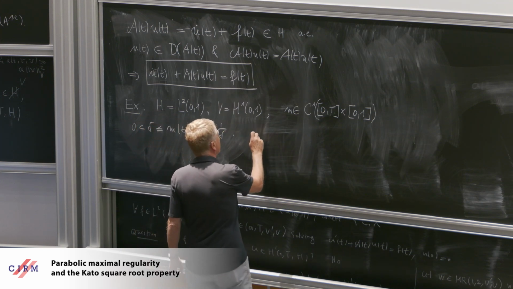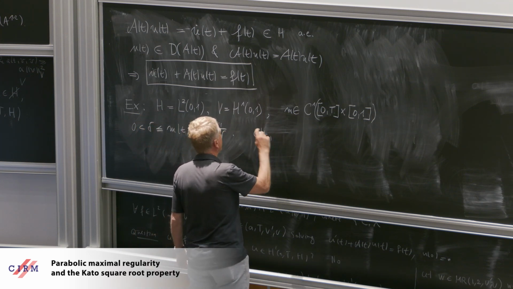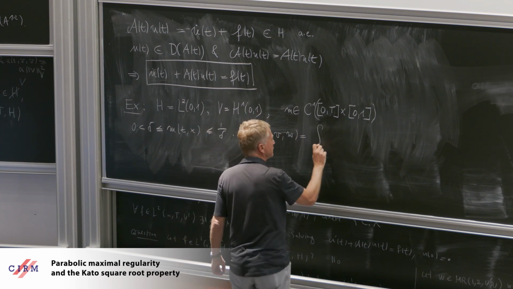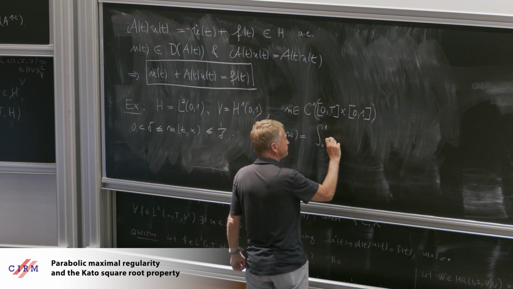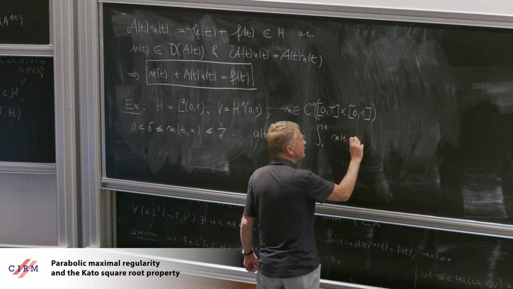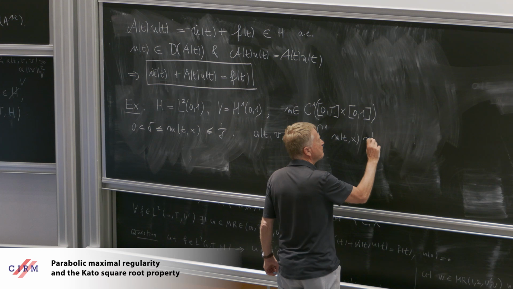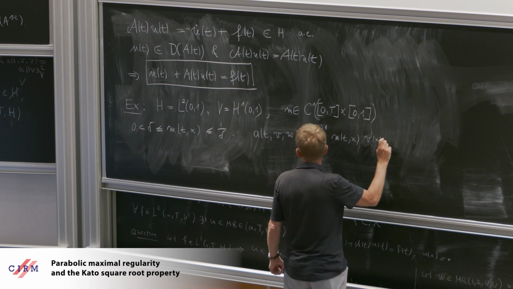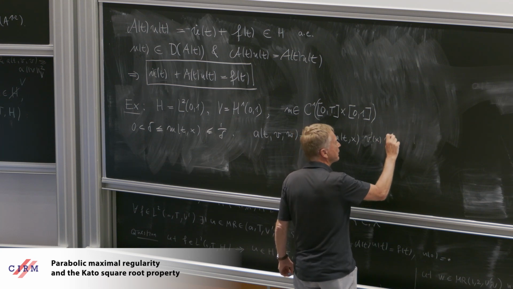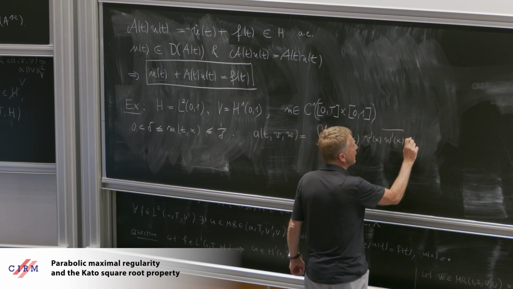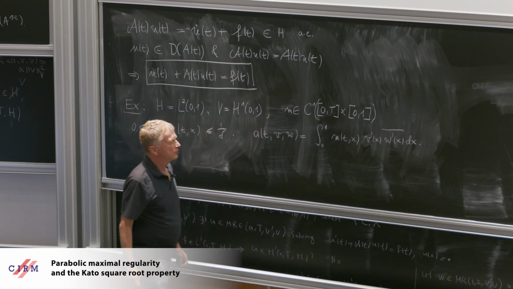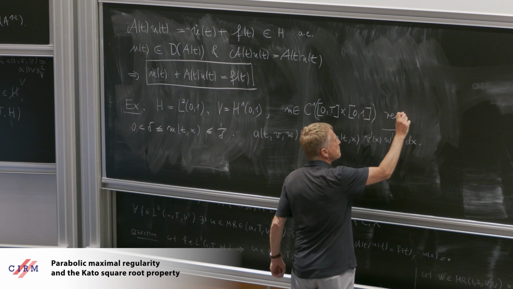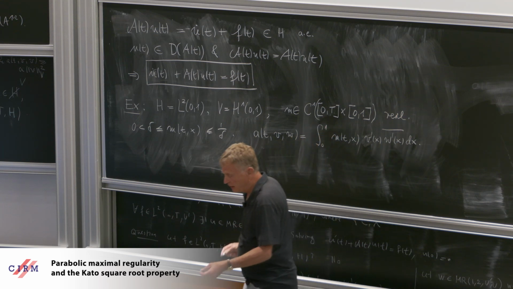The form was given by a(t). Now, a(t)(v,w) equals the integral from 0 to 1 of m(t,x) u'(x) v'(x) w'(x). Well, I should make a bar if it's complex, but we take m real to simplify.